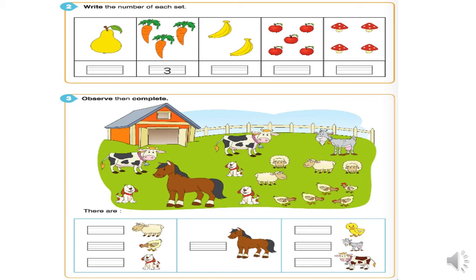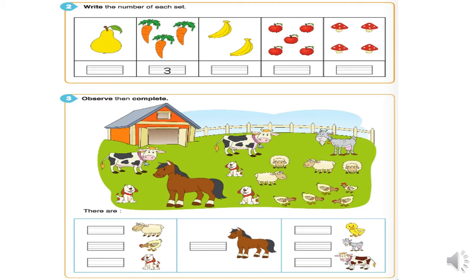How many apples do we have? 1, 2, 3, 4, 5. So we write number 5. And finally, in the last set, we have mushrooms. How many mushrooms do we have? 1, 2, 3, 4. So we write number 4. Now let's go to number 3.